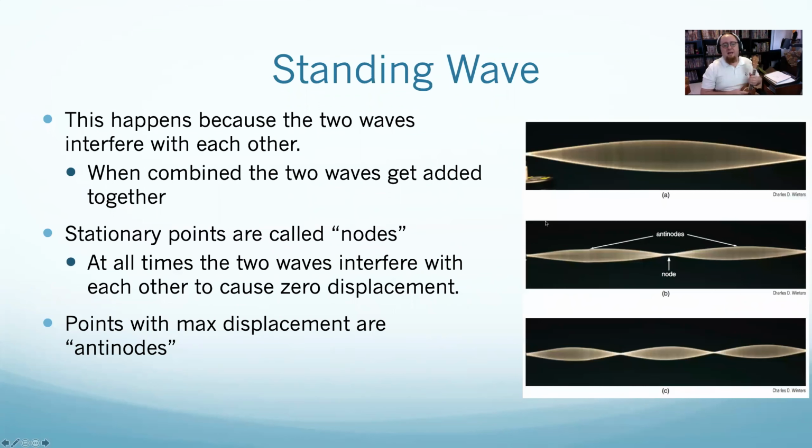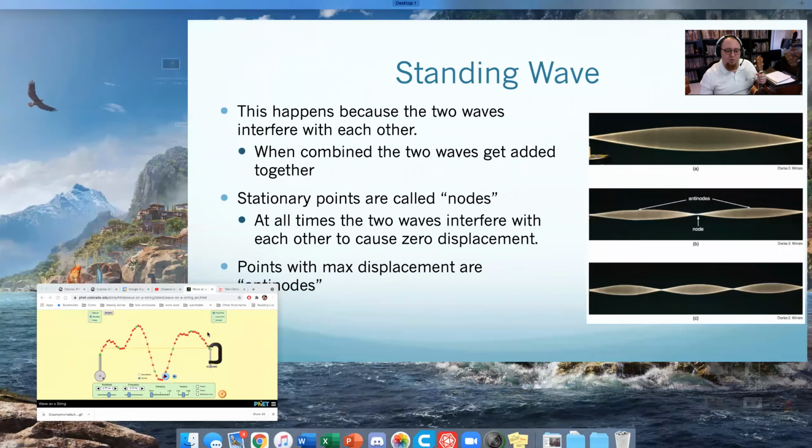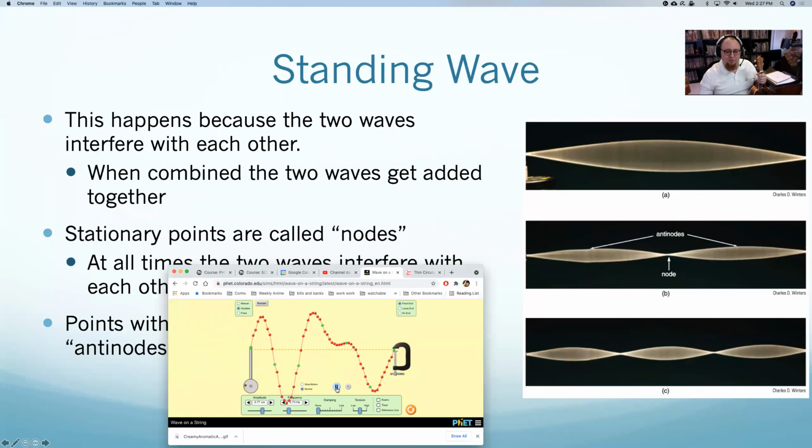As I said, this happens because there are just waves interfering with each other. When you have a standing wave, you normally have what are called nodes and antinodes. Nodes are the areas that don't move, or are stationary. Antinodes are areas with max displacement. It is of note, standing waves only exist for set frequencies.